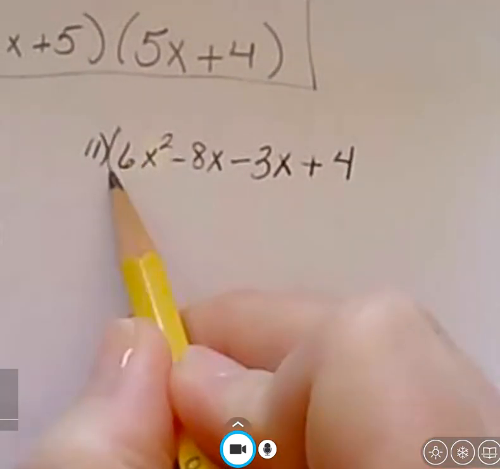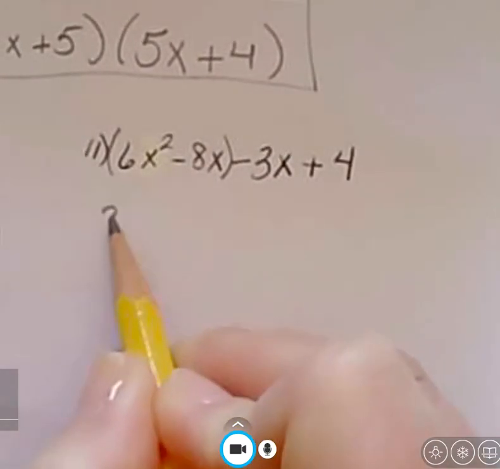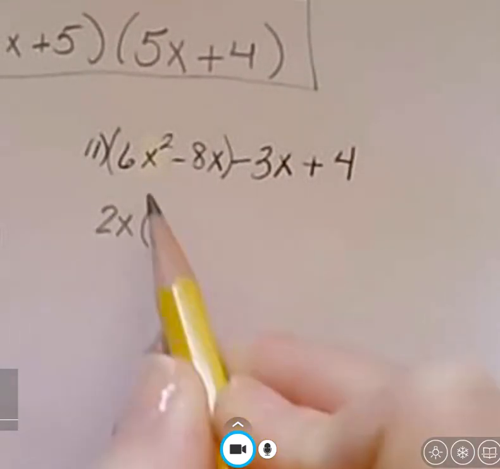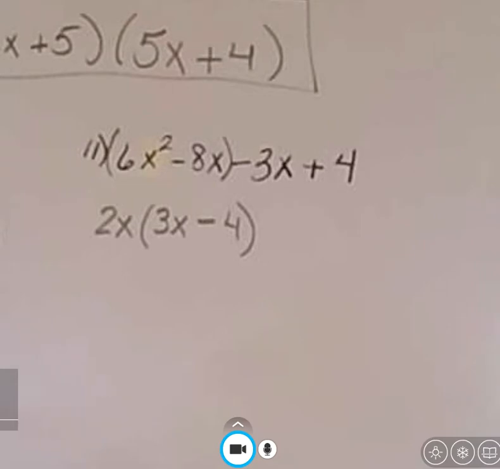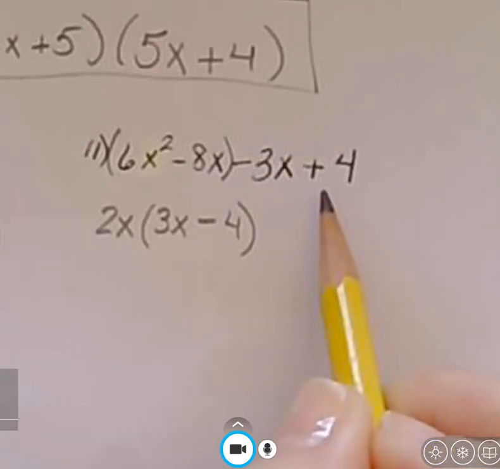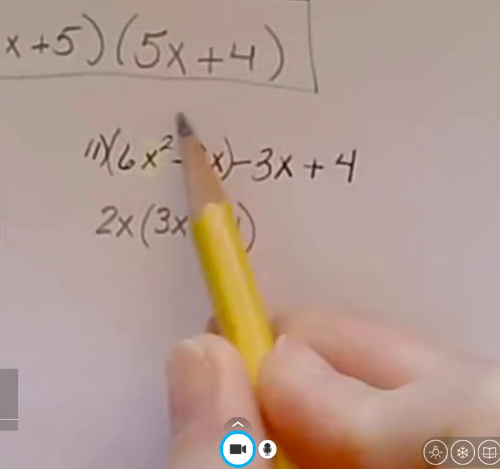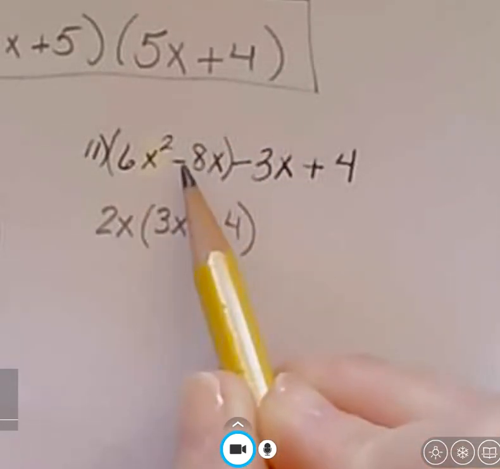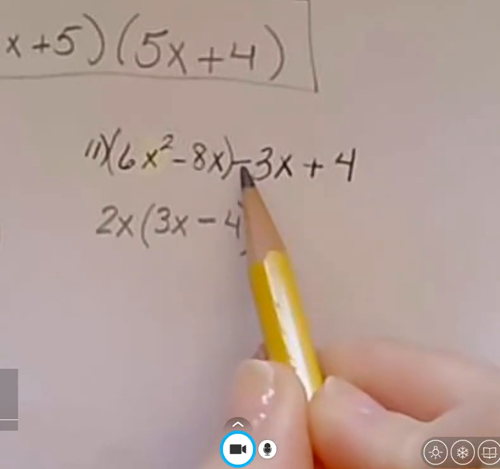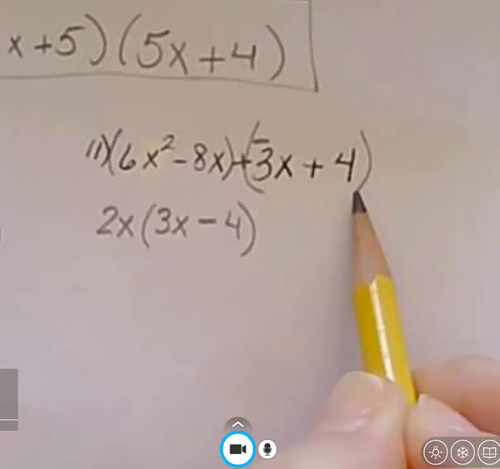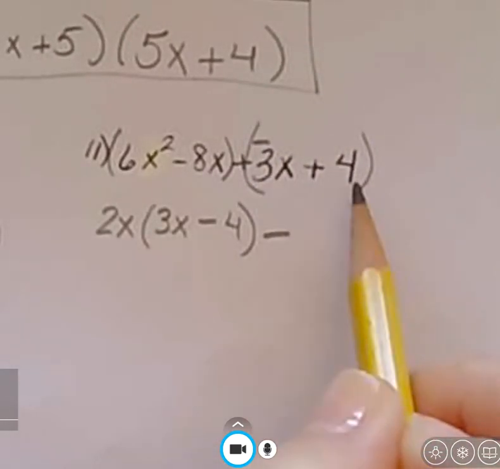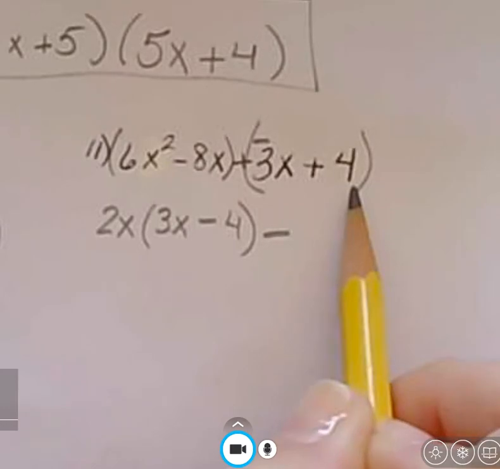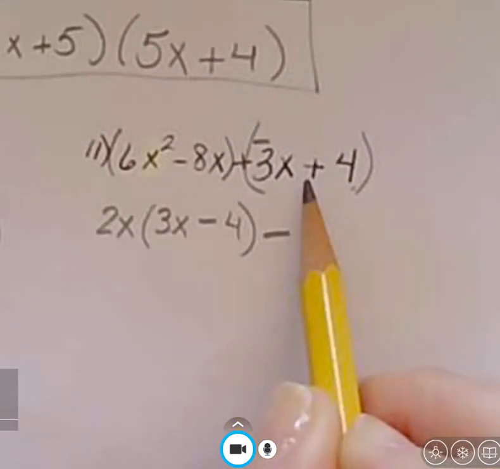First things first, I'm going to group my first 2 and pull out something common, and that's going to be a 2x. Take out a 2x, and I'll have 3x minus 4. Now I have to group these 2, but notice that minus sign. I wasn't able to do a little switch in the middle because they're both minus. So what I'm going to do is plus a negative. As soon as I do that plus and negative, I know that negative has to come right back out.